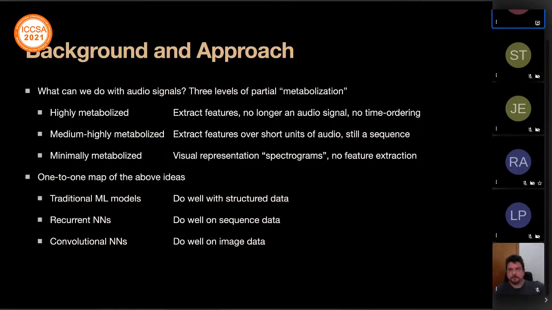It turns out that these three levels of metabolization have a direct correlation with the kind of model that we will be using. With highly metabolized data, we get a table of features in the form of a structured table, and traditional machine learning models do well with structured data. The second, with medium to highly metabolized data, has a sequence as an input, and recurrent neural networks do well with sequences. And lastly, with the spectrogram approach, which is an image, convolutional neural networks have been shown to perform well on image data.